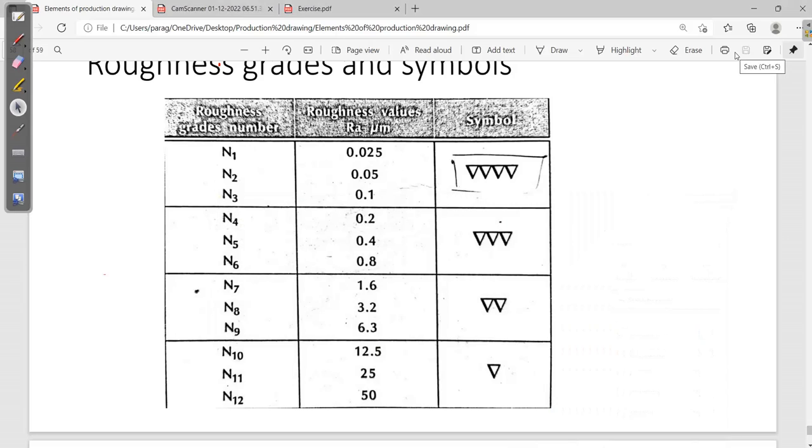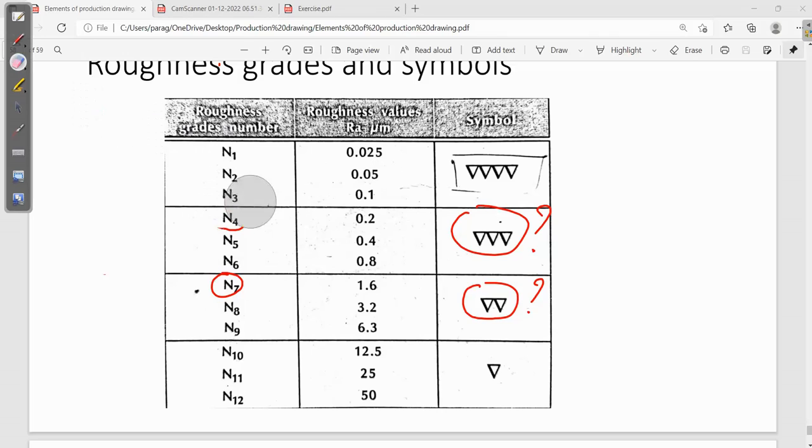See, one more thing, this is very important. Every semester paper they will ask you this. They will give you N1, for which type of symbol you will use? For N7, which type of surface roughness symbol you will use? In this case, these are roughness grade numbers. N1, N2, N3, that is the roughness grade number, and the corresponding roughness value.